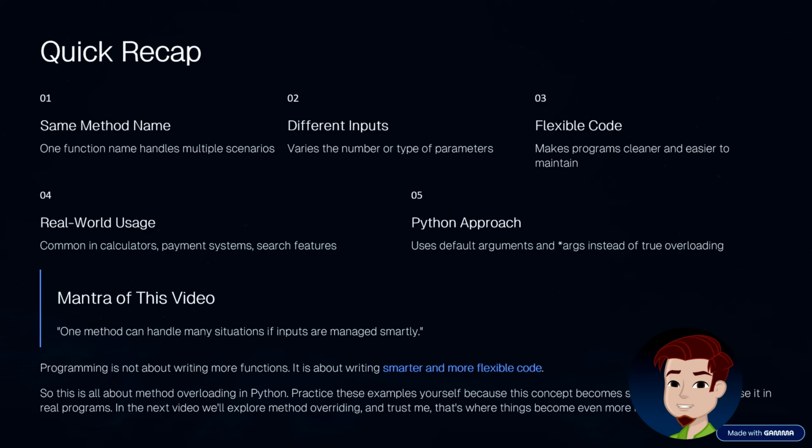So, let's quickly revise everything we learned today. Method overloading means same method name with different inputs. It helps make code cleaner and more flexible. It is heavily used in real-world applications. Python does not support true method overloading directly like Java or C++. Instead, Python achieves similar behavior using default arguments and star args. And the mantra of this video is, one method can handle many situations if inputs are managed smartly.